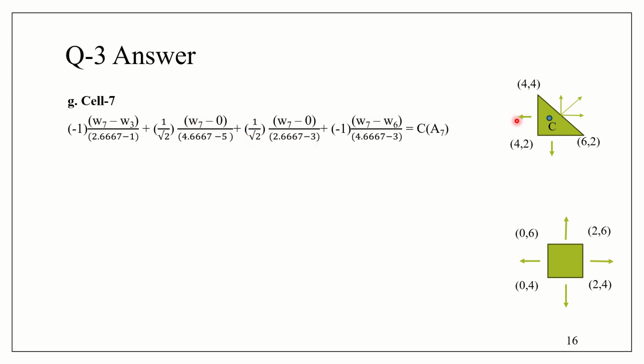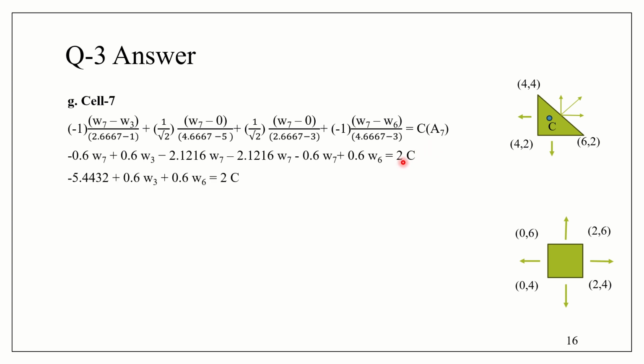Similarly for the x we have 4.67 minus 5, and it is W7 minus 0. In the problem it is mentioned that velocity is 0 at the walls. So the simplification gives us these values. A7 is the area of the cell, that is half into base into height, and we are getting these values. So the 8th cell we are having as this.